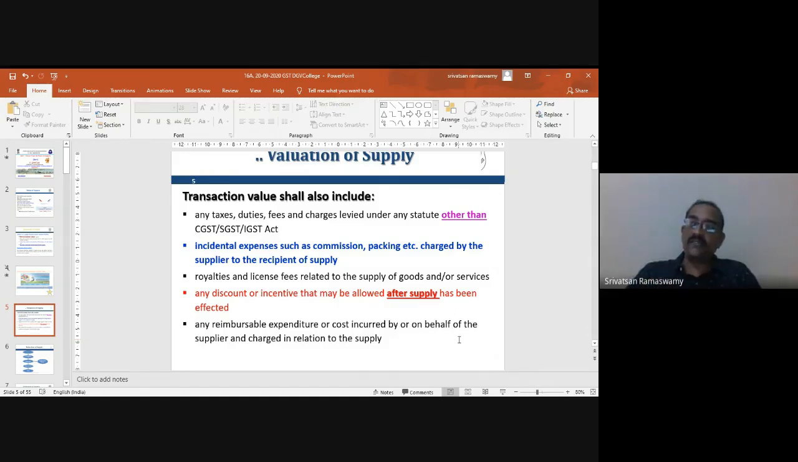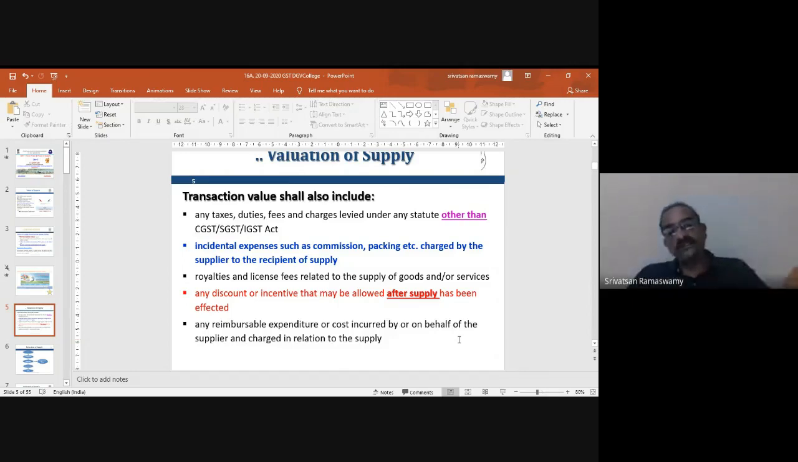But the underlying fact is that at the time of supply, I know that I have to extend some quantum of discount to him. But the problem is that I don't know how much discount I should give him. In such situations, discount becomes a permissible deduction, even though it is not known at the time of supply. It is only the quantum which is not known, but the concept is already known. Such deductions are also permissible.